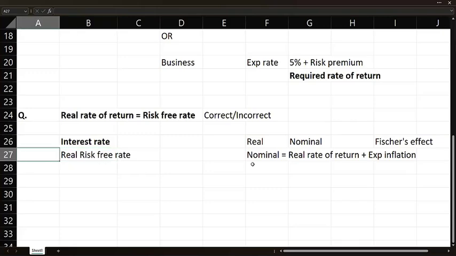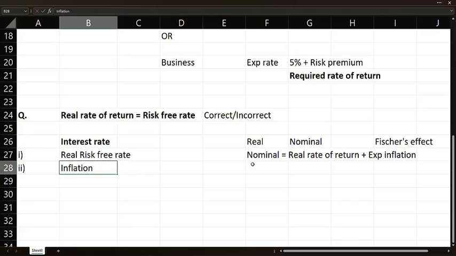That is your real risk-free rate. That is your first component. And now this second component will be that of inflation premium. So that is what you will expect, because of inflation. That is a component of the risk-free rate. So we can further break down the risk-free rate of return into two parts: real risk-free rate and inflation.